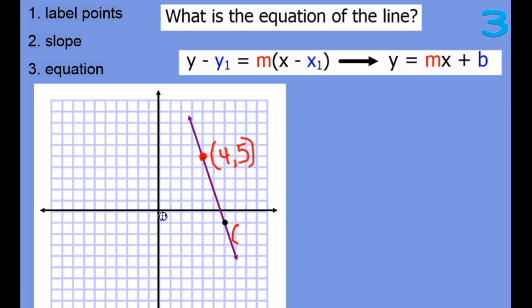Our second point is over 1, 2, 3, 4, 5, 6, and then it's down 1, so our y will be negative 1. Alright, we labeled our points. Check.